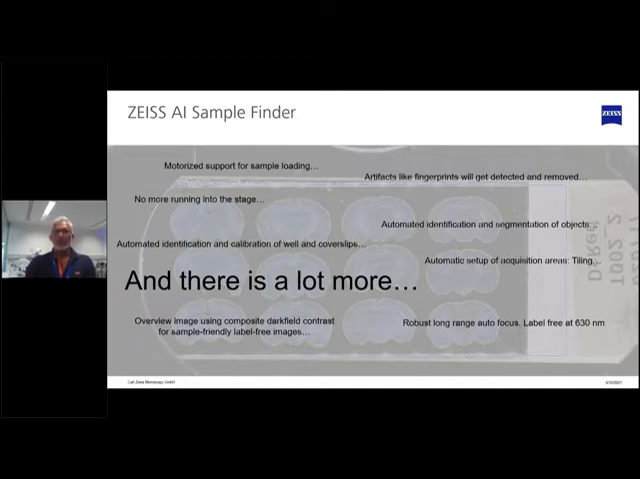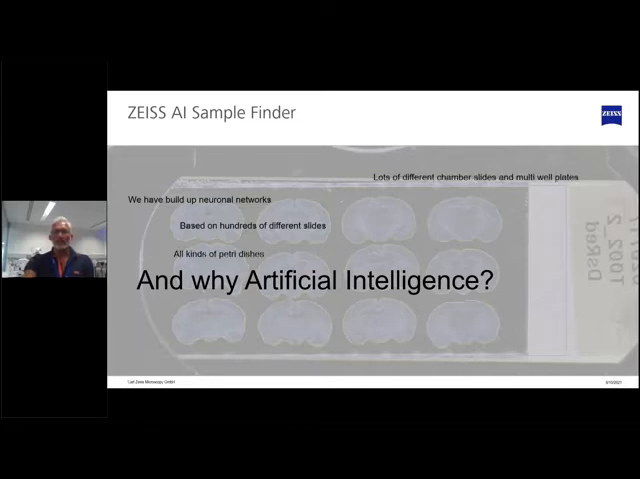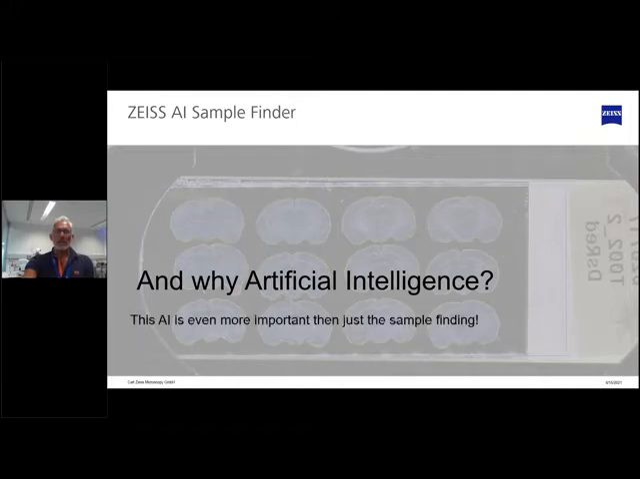So why artificial intelligence? We have created neural networks by feeding lots of different samples, carriers, formats into that system, stained samples as well as unstained ones. And if you like, AI Sample Finder brings somehow intelligence into your microscope. So it's not just about sample finding.